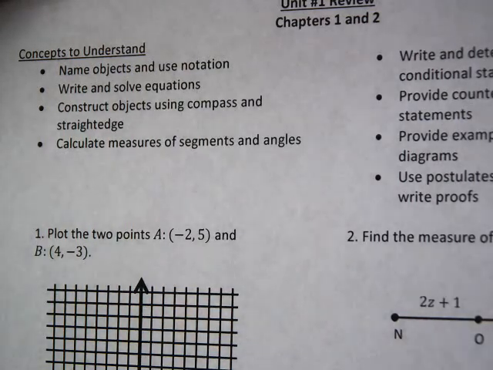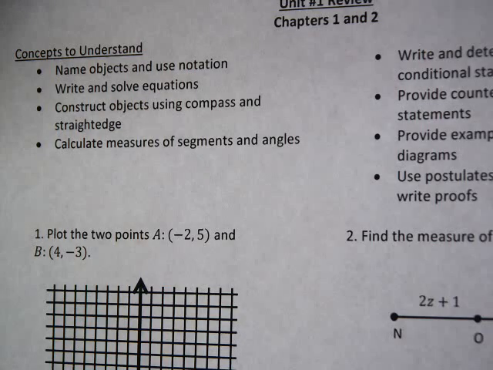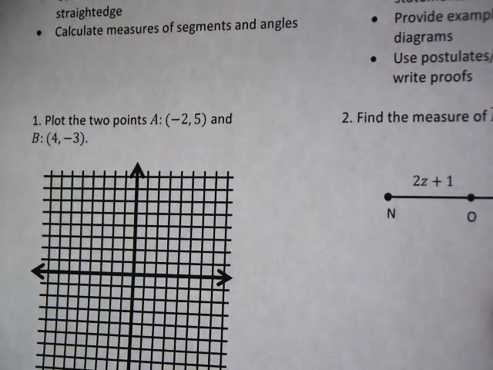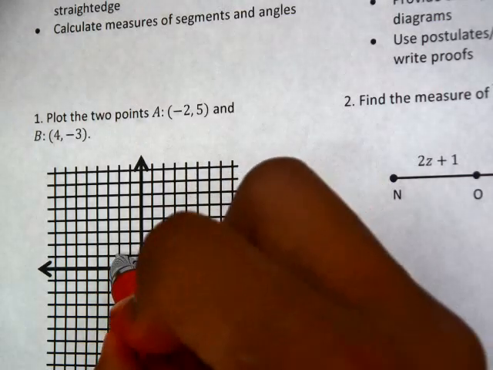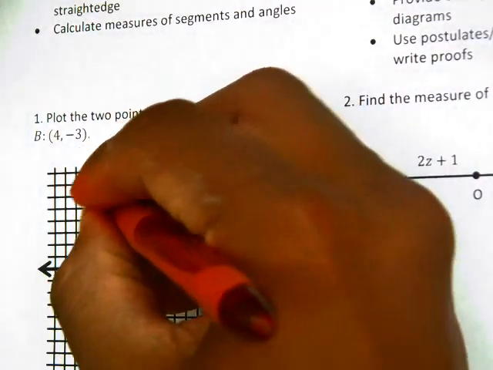Alright, so this is the review for the Unit 1 exam covering chapters 1 and 2. So number 1, I'm supposed to plot these 2 points, A, which is at negative 2, 5, and B, which is at 4, negative 3. So here's A, negative 2, and up 5 units. 1, 2, 3, 4, 5. There's A.